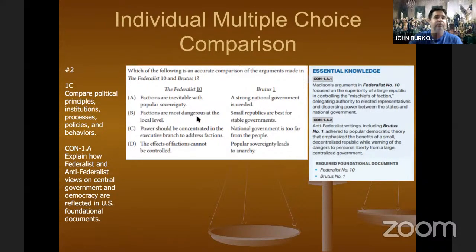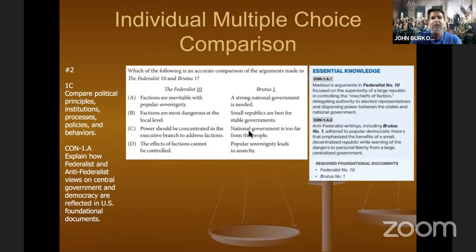B, factions are most dangerous at the local level. I like where this is going. Small republics are best for stable governments. Consistent. Ding. And at that point, once you've found that both are true, you can go on, because one's going to be wrong. But if you need to, let me just make sure. All right. Power should be concentrated in the executive branch. No. Once you see that it's wrong, forget about it. Don't even read this. Go on. Don't look at this. It's wrong.